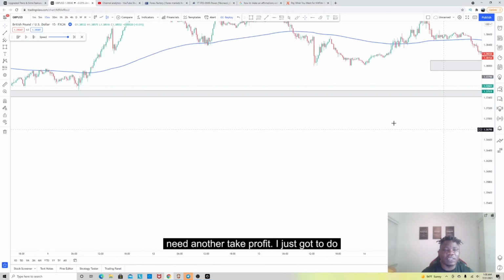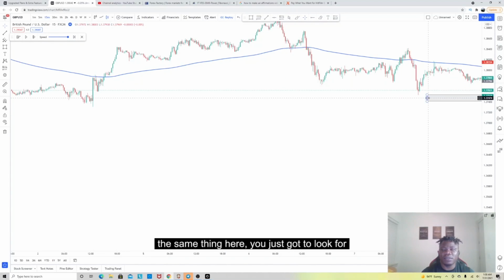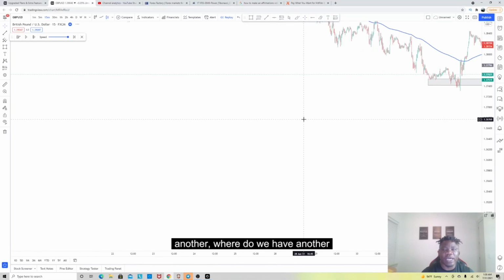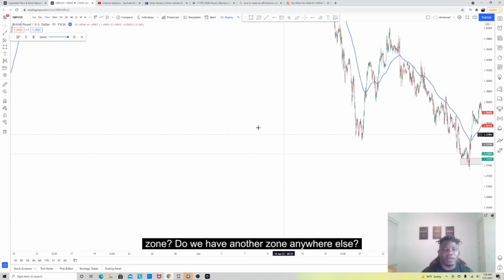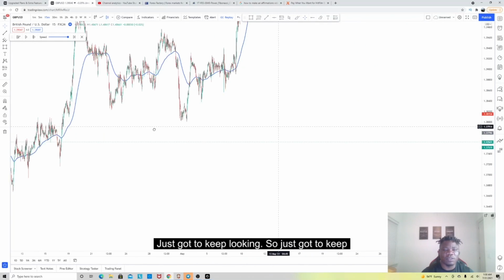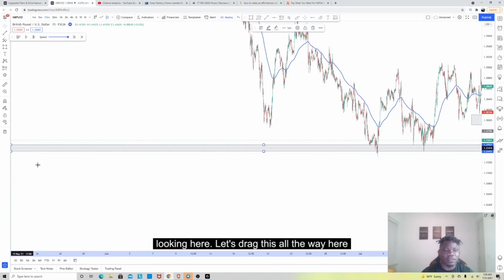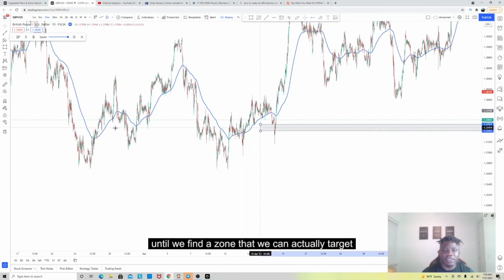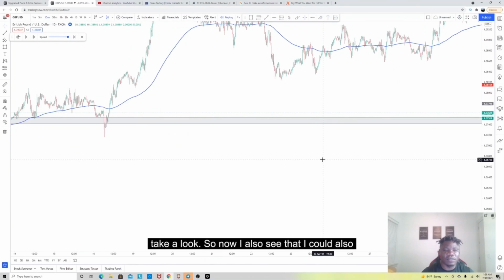And now if I need another take profit, I just got to do the same thing. You just got to look for another zone. Do we have another zone anywhere else? We just got to keep looking. Let's drag this all the way here until we find a zone that we can actually target, looking to the left hand side.